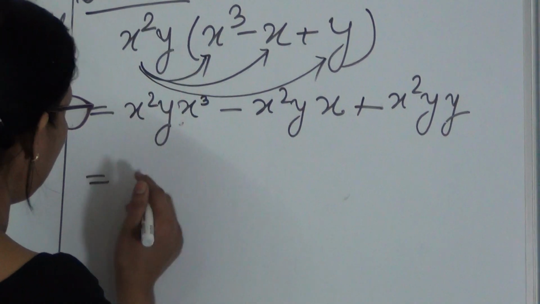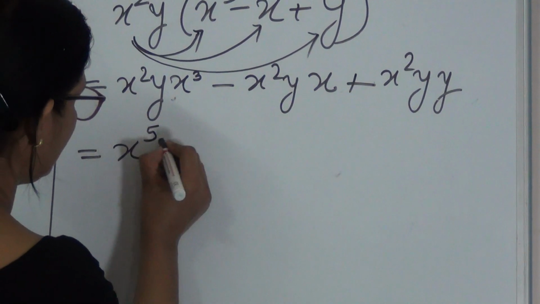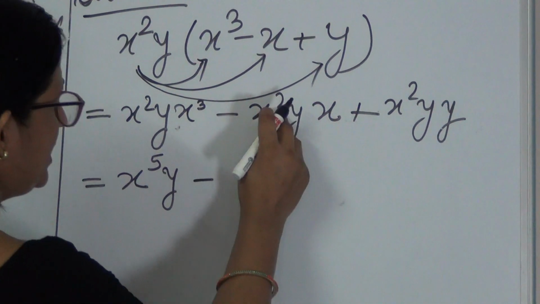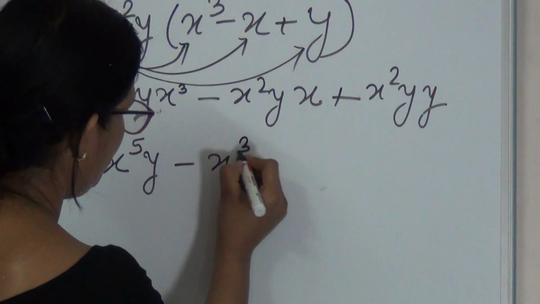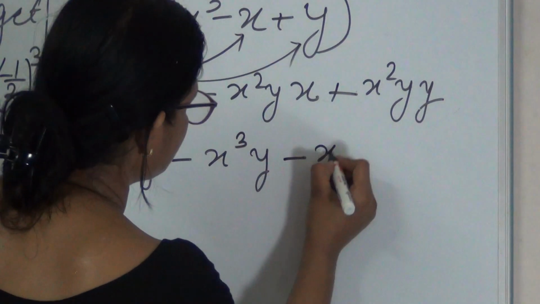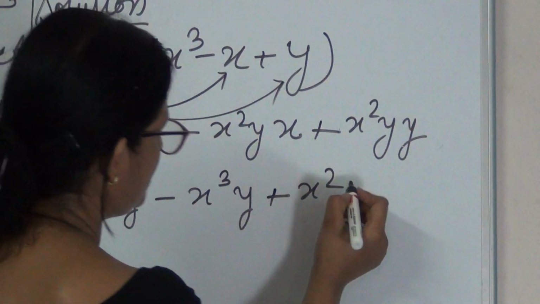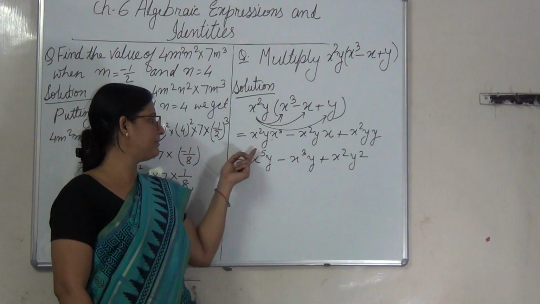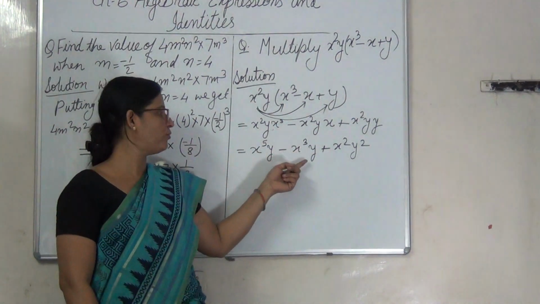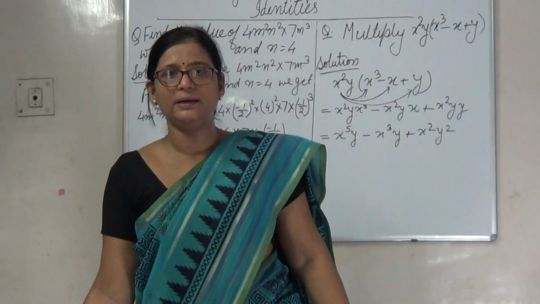So let us write directly. It will become 2 plus 3, 5. So we have x to the power 5y minus, here the power is 2, here it is 1. So we have x cube y minus x, so plus y have power 1 and here also 1, so it will become y square. So on multiplication of these two terms we will get x to the power 5y minus x cube y plus x square y square. In this way you can do any multiplication.